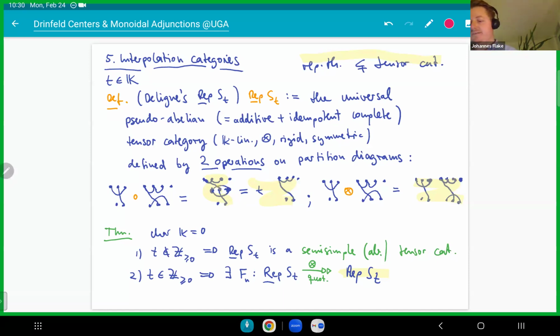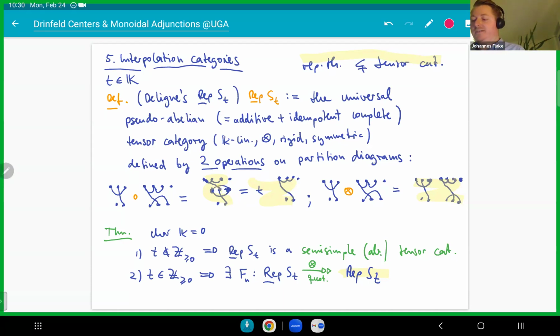To define these categories, we fix again a field and now an element of the field, which we call T. Now this is very brief, since usually this goes in several steps, but let me shorten this a bit. We associate to this T a category which is universal in that it's pseudo-abelian, so it has direct sums and images of idempotents. It's idempotent complete. It's also a tensor category, so it's k-linear, monoidal, rigid, and even symmetric. And it's defined by only two operations on a set of partition diagrams. This is now a mouthful, so let me unpack this a bit.